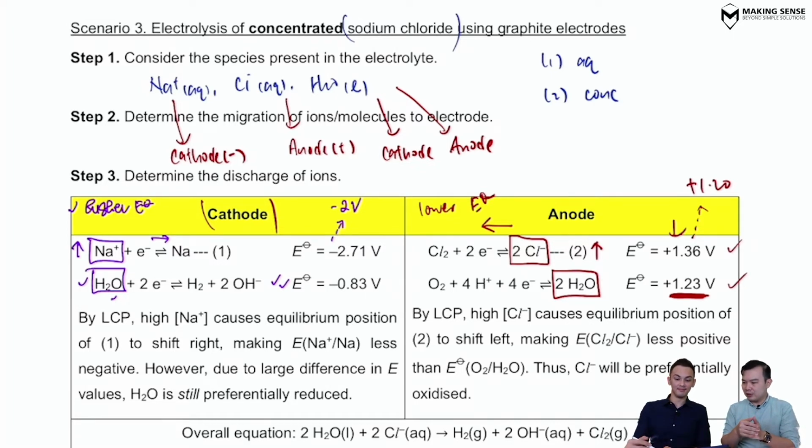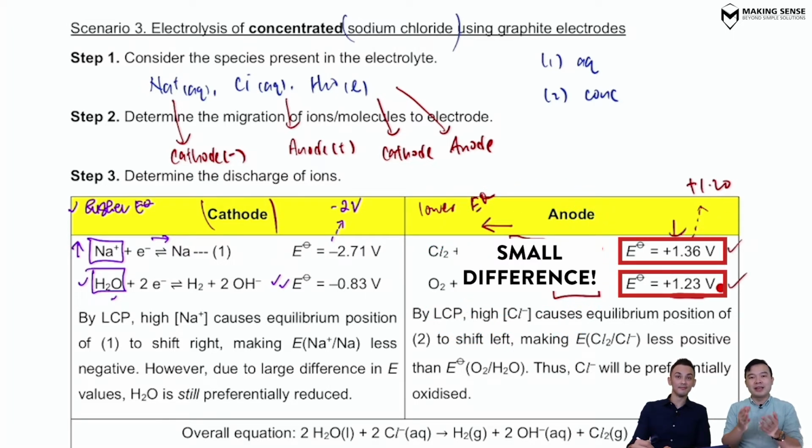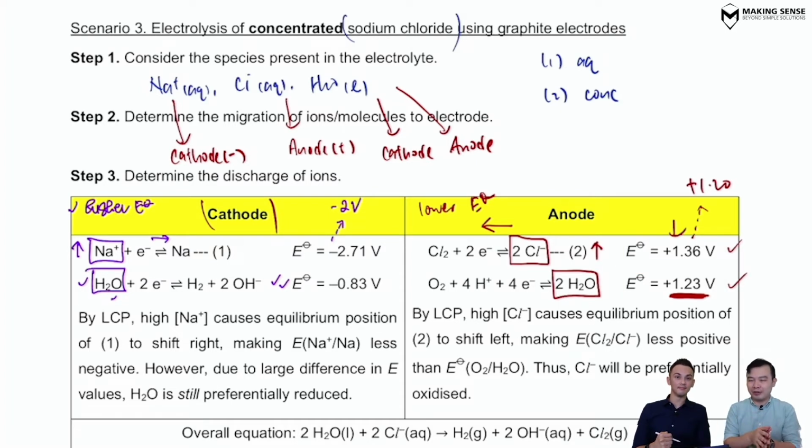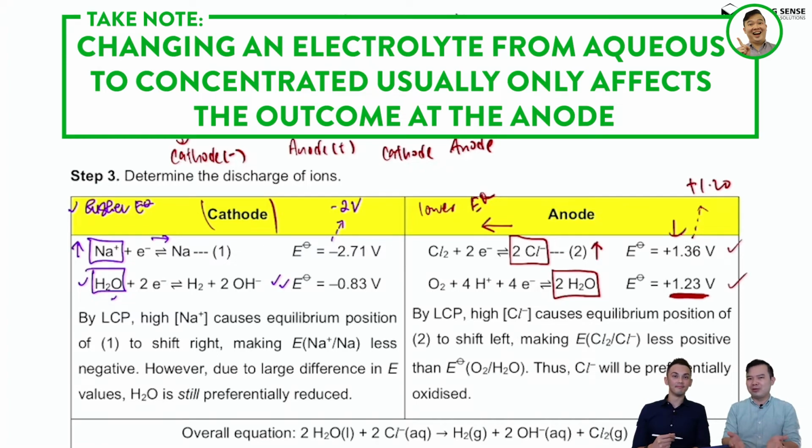But if the numbers are pretty close, so 1.36 and 1.23, then the change due to the LCP would cause a different product to be formed. Right? So for the context of A levels, you realize that only the chloride ones will be the ones that will change. Other than that, your bromide and iodides will not change as well.